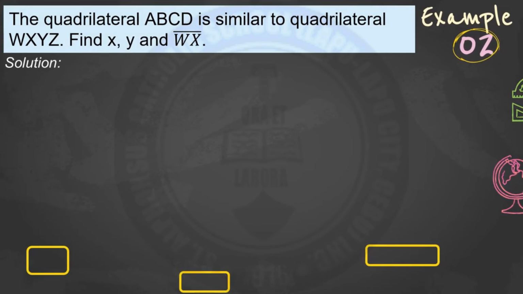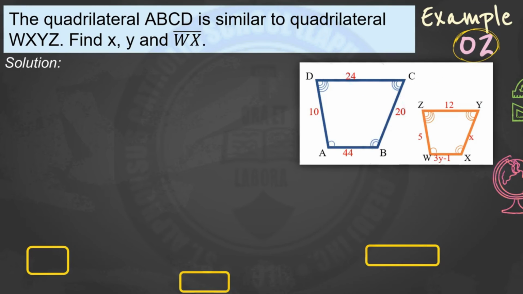The quadrilateral ABCD is similar to quadrilateral WXYZ. Find x, y, and segment WX. To solve for x, first we have to identify the corresponding sides. So segment AD corresponds to segment WZ, and that is equal to segment BC corresponds to segment XY.